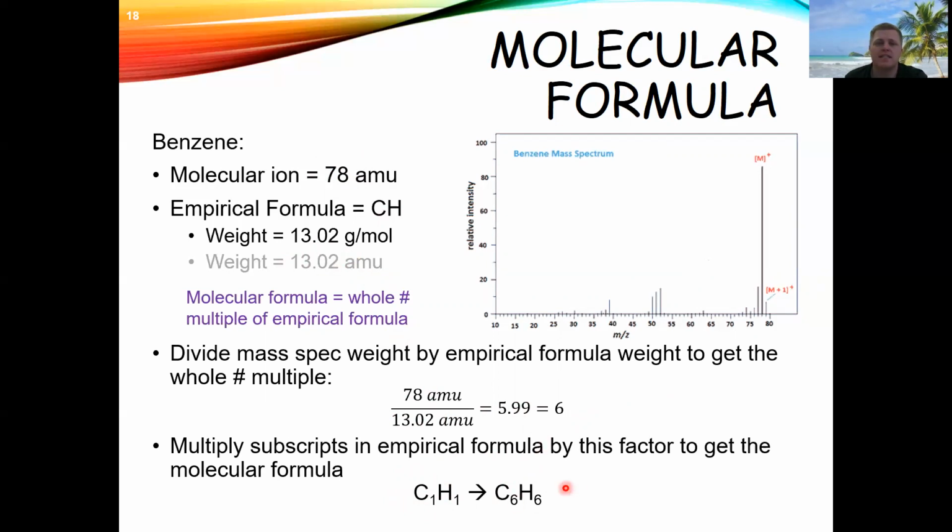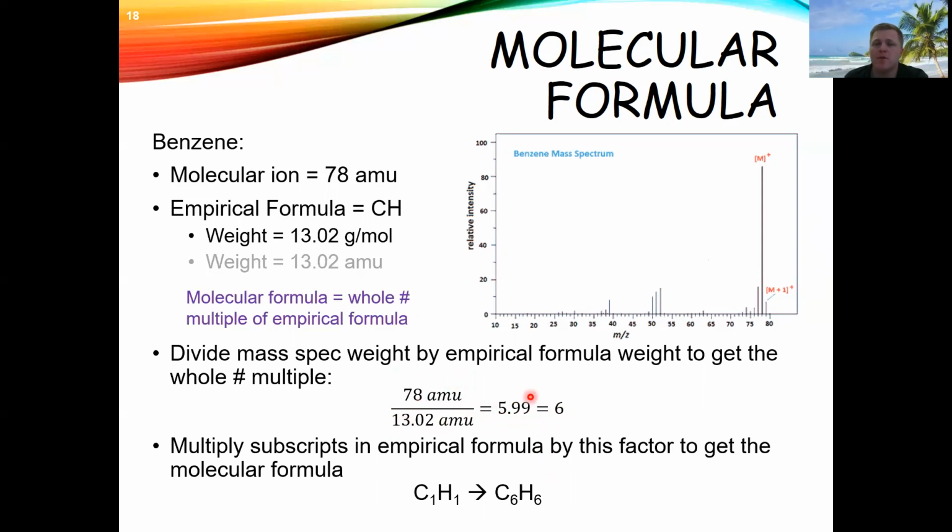to get C6H6. Now you might be wondering, how do I know that this is close enough to 6 to round to 6? Well, in this calculation, when you're dividing your molecular weight by your empirical weight, it should always be a whole number.